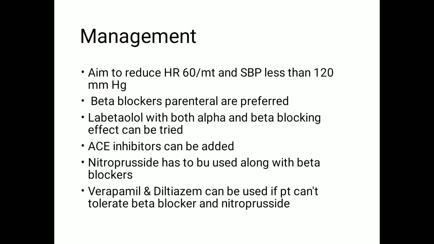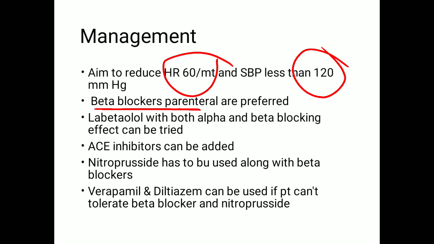Management: acute medical management comprises reducing the BP and the heart rate. You have to reduce the cardiac contractility as well as the BP. So the target is a heart rate of 60 per minute and a BP less than 120 mm of mercury. So the drug of choice here is the beta blocker. Parenterally you have to use it, metoprolol, esmolol or propranolol can be used.